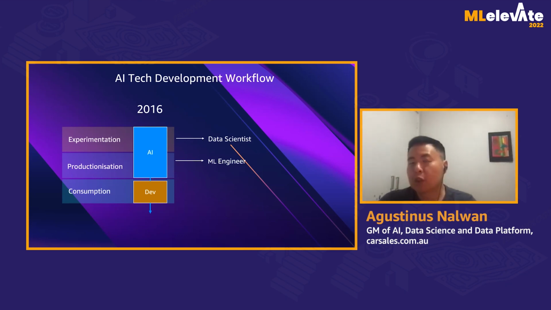So in 2016, this is the birth of AI at car sales. There was no AI team, no data scientist, no ML engineer prior to that. So in 2016, there is a small team called the AI team. That's a team of only 3 people, and they're building all of the AI end to end at car sales.